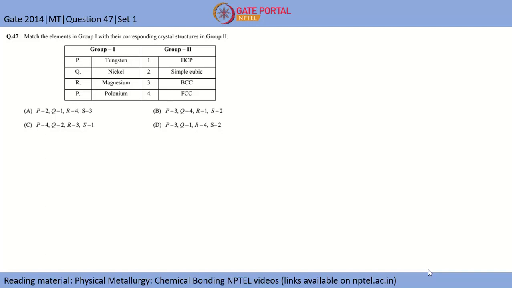This is question number 47, GATE Metallurgical Engineering 2014 paper. Match the elements in group 1 with their corresponding crystal structures in group 2. Group 1 is P is tungsten, Q is nickel, R is magnesium and S is polonium. And group 2 is first HCP, second simple cubic, third BCC and fourth FCC. So we need to find out the crystal structure of all these four elements.